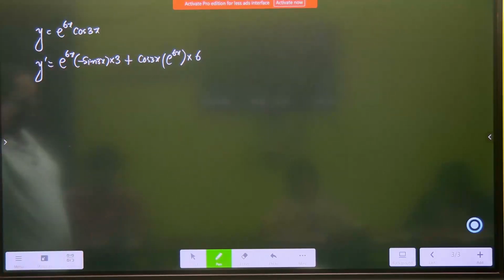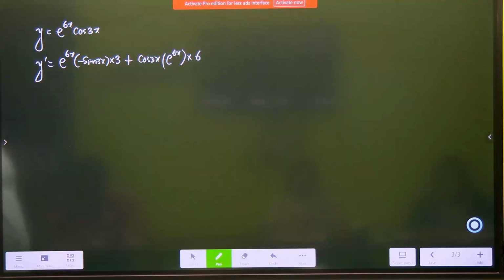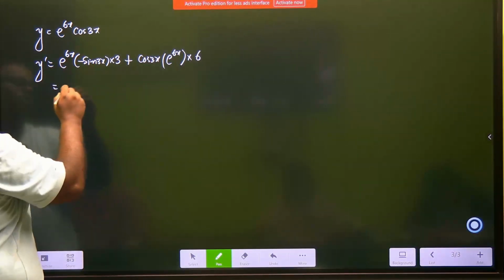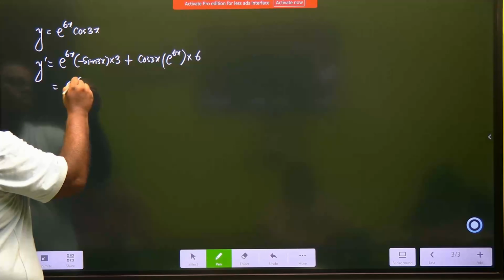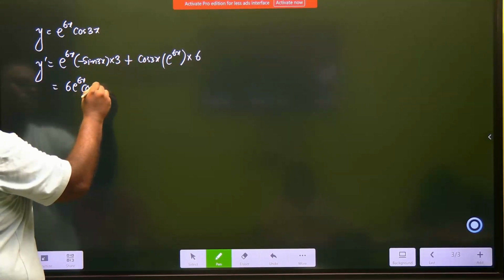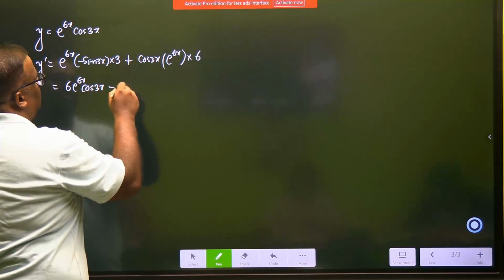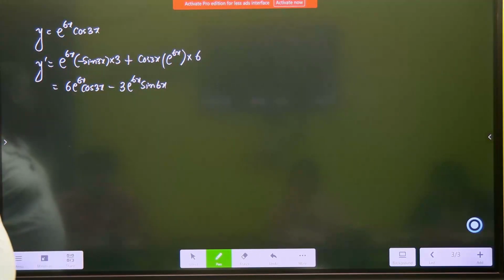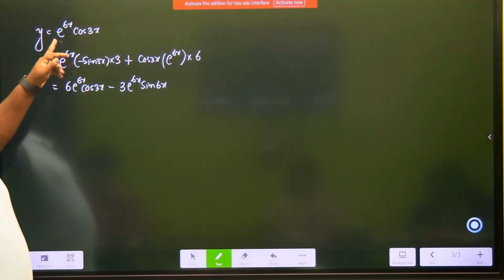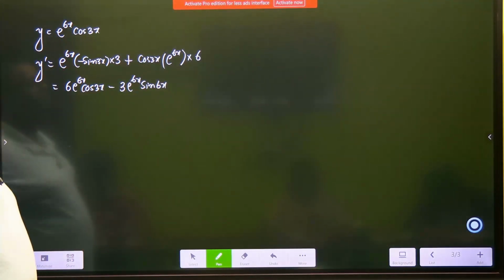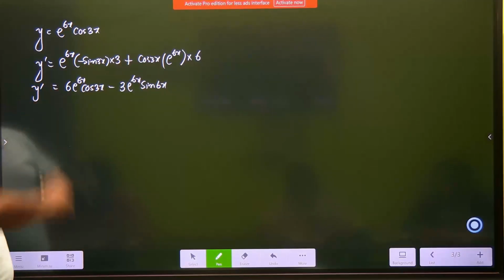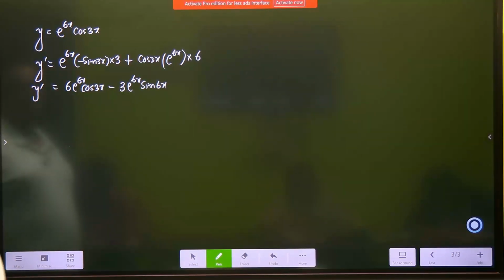Did you understand this step or not? Okay. So let us clean this step. The step will be 6 e to the power 6x cos 3x minus 3 e to the power 6x sine 3x. Let's see the first function. Hold on, I brought that positive term on the first side. So this is my y prime, this is the first derivative. Shall we go ahead now with the second derivative?